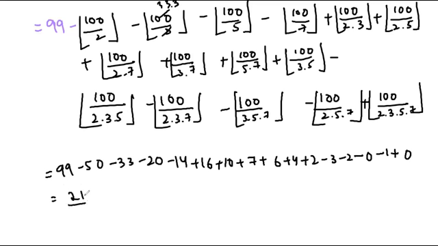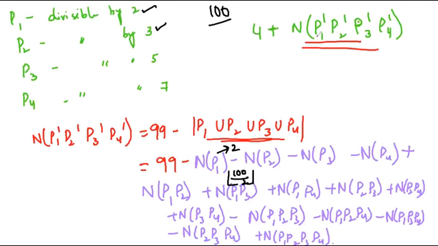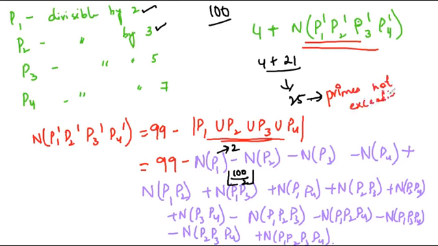So 21, and what was the number of total primes? 4 plus whatever value we get for this term. Okay, so 4 was 2, 3, 5, 7 already we have taken, plus the total numbers. So 4 plus 21, this will give us 25. So there are 25 primes. Let me just write it over here. 25 primes not exceeding 100. So the total number of prime numbers less than 100 is 25. Okay.